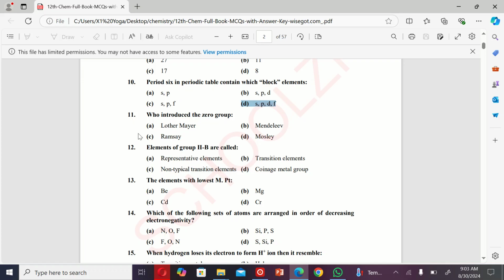The next MCQ is: who introduced the zero group? So the correct option is D, Moseley.